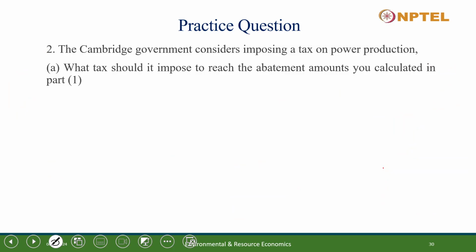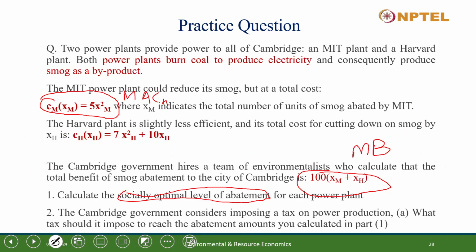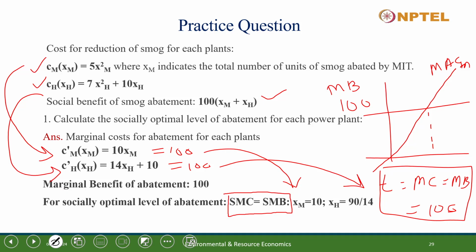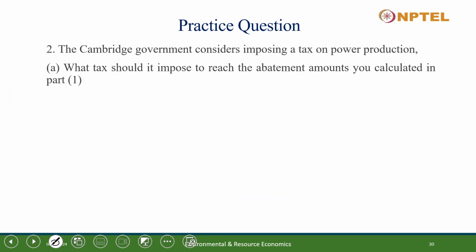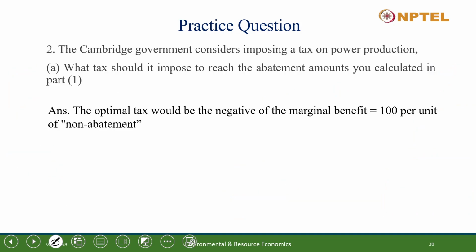So here we are saying that in case 1, we have first derived the optimum level of abatement, and then we are trying to derive the tax amount for each unit of emission which is not being abated. So for each non-abatement, 100 per unit of tax should be levied. 100 is the dollar, like rupees or dollar.